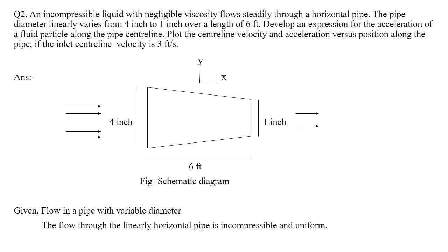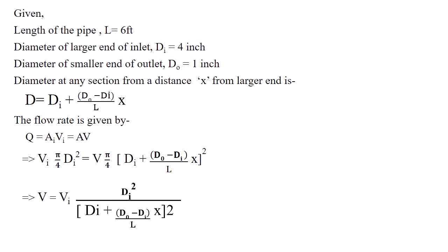So here's the diagram. This is the diagram of the pipe. This is the larger inlet whose diameter is 4 inch. This is the smaller outlet whose diameter is 1 inch. And the length of the pipe is given as 6 feet. Write this given part first.